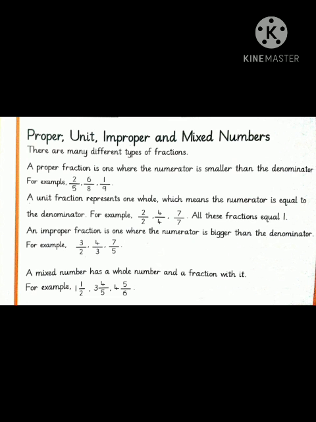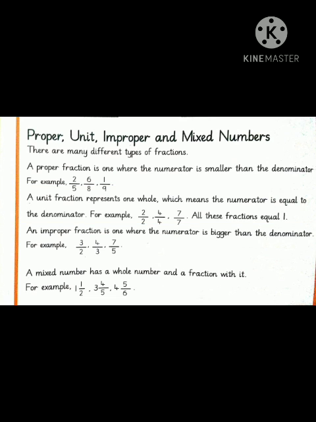Highlight the definition of proper fraction. A proper fraction is one where the numerator is smaller than the denominator. जब न्यूमरेटर डिनोमिनेटर स्मॉल हो जाएगा तो आप उसको प्रॉपर फ्रैक्शन कहेंगे. A unit fraction represents one whole which means the numerator is equal to the denominator. जब न्यूमरेटर और डिनोमिनेटर दोनों की वैल्यूज इक्वल हो जाएंगी तो वो यूनिट फ्रैक्शन होगा.